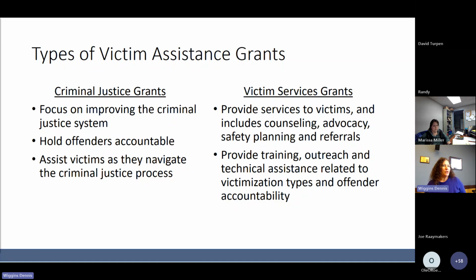And our victim service grants are the ones that most people think of. They're the ones that provide direct services to victims. They include counseling, advocacy, safety planning, referrals. These are the grants that support our domestic violence shelters, or the victim services shelters. If someone is injured in the middle of the night, they're hurt, the law enforcement officers call them up, they go to the scene. Those are the folks we fund. And then we also have some grants that provide training, outreach, and technical assistance related to the victimization types and holding offenders accountable.